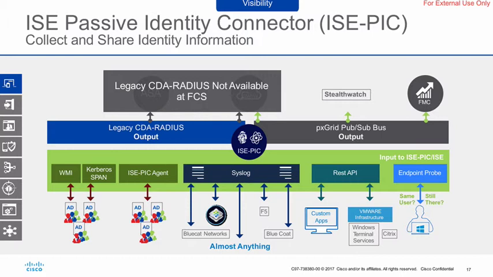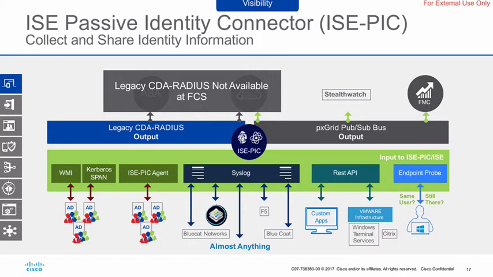So with ICE PIC and ICE, we're using passive identity. We have a number of different probes for integration with Active Directory, and those include WMI, Kerberos SPAN, and we can also have a dedicated agent that can run on a controller. ICE and ICE PIC also have the ability to consume syslog. So anything that can give us a user to IP mapping, as long as it's an RFC compliant syslog message, we can take that information and build an identity, build a session, and then over pxGrid be able to share that information out.